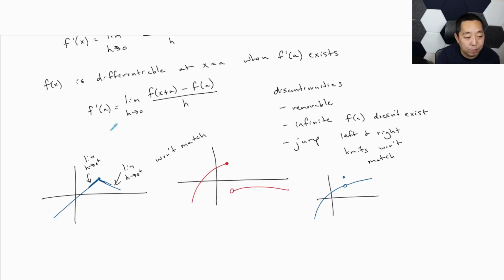The last time differentiability will not work is if it has a vertical tangent line, because the slope itself will be infinite.